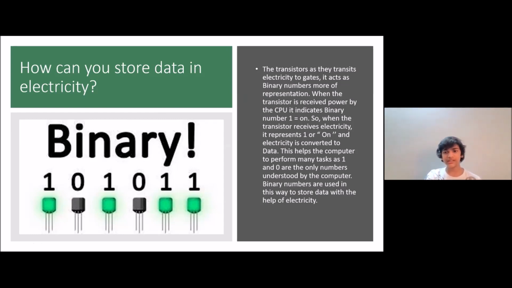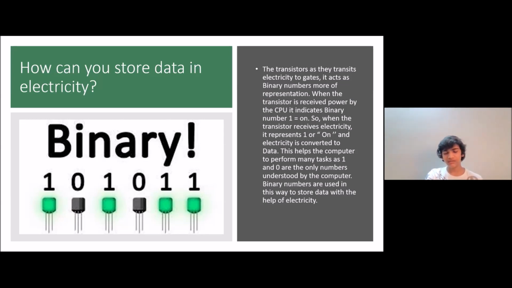So when the transistor receives the electricity, it represents 1 or on, and electricity is converted to data. So 1 is equal to on and 0 is off. To know more about how these transistors work, there are, I guess, eight transistors, raised to the power of something. So one transistor is equal to one whole transistor, and they perform one set of execution tasks. So this is how a computer does it.